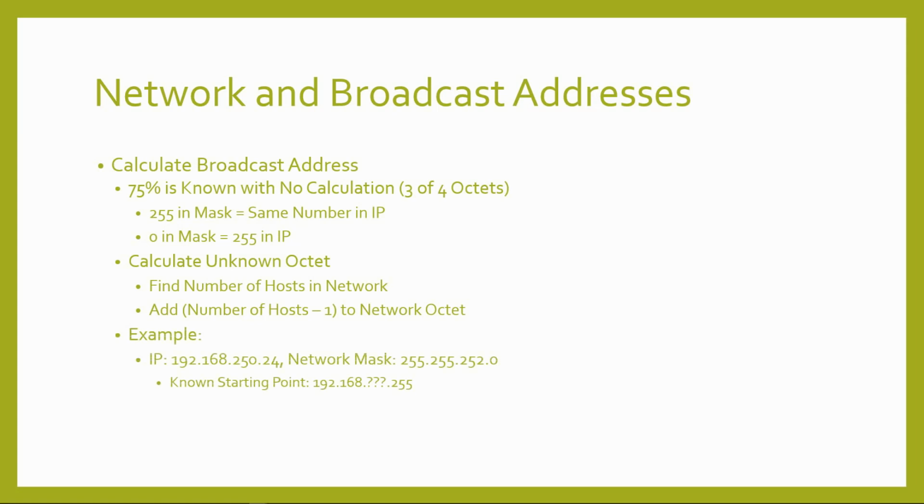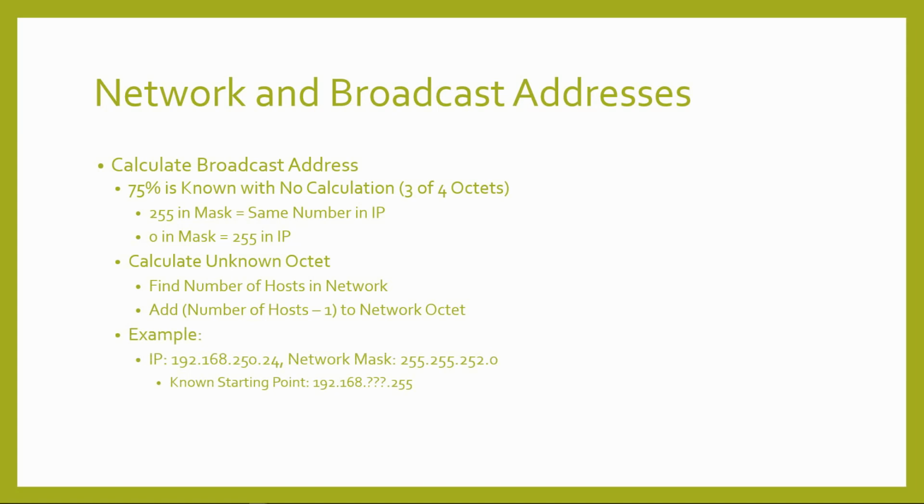So let's look at our example. Right now we know that our example is 192.168.250.24 and the mask is 255.255.252.0. So we know the starting point. It looks very similar to what we did with the network address: 192.168, we don't know the third octet, but in this case the last octet, instead of being 0, is 255 because we're going to the high end.